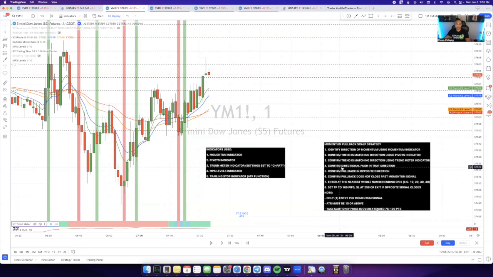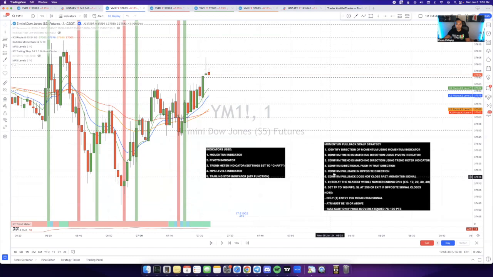Step 4, you want to confirm a directional push in that direction. So basically, you want to look for a directional push after the momentum. We have a green bullish momentum right here, and you can see that price is pushing to the upside, right? That's going to confirm a push in the direction of momentum.